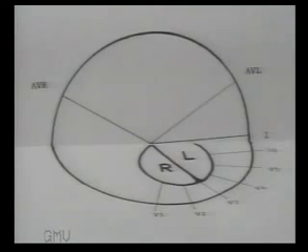Now let us overlap the two diagrams, and we find that leads 1, AVL, V5 and V6 are left-sided leads that look at the left side of the heart, while V1 and V2 are right-sided leads that look at the right side of the heart. To revise, leads 1, AVL, V5 and V6 are left-sided leads, and leads V1 and V2 are right-sided leads.